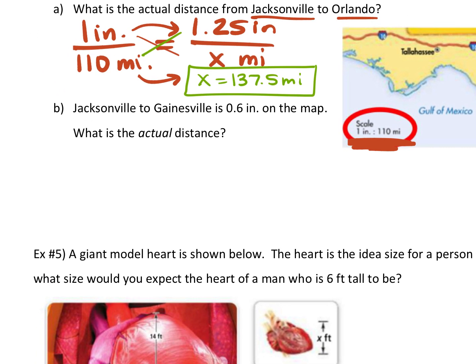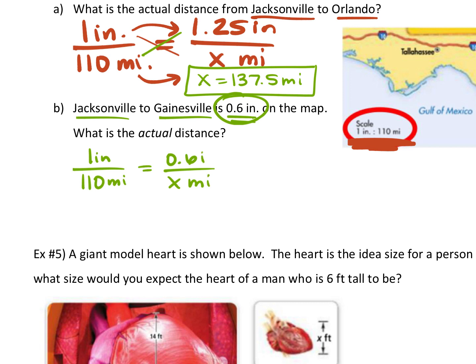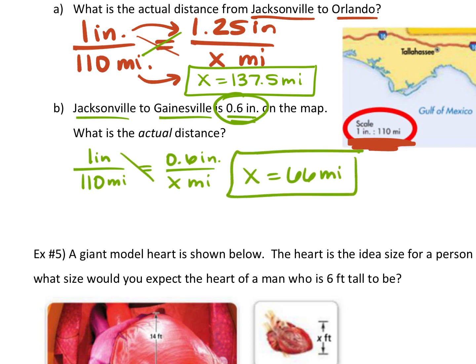This one says Jacksonville to Gainesville is 0.6 inches on the map. What is the actual distance? You're using the exact same map and scale, so 1 inch to 110 miles. Where does this 0.6 inches go? On top, over X number of miles. Again, cross multiply. X equals 110 times 0.6, which is 66 miles. Questions on that?